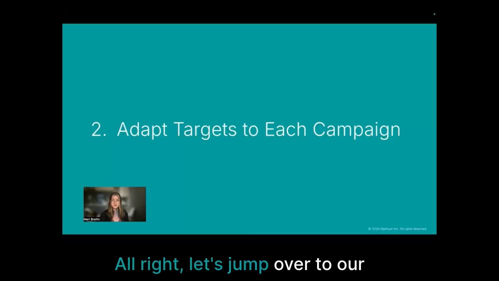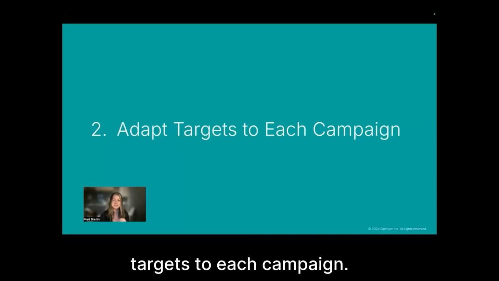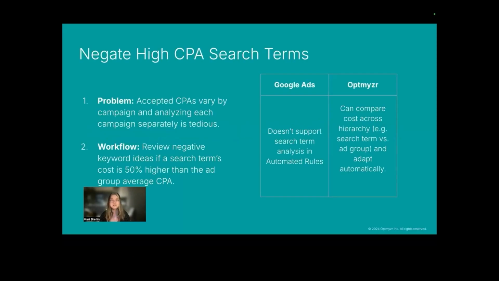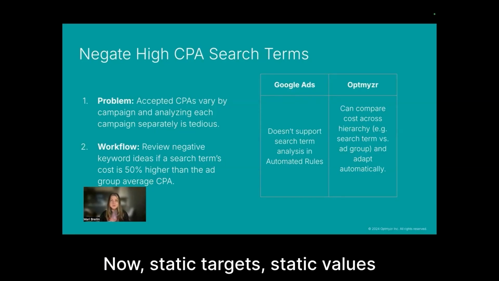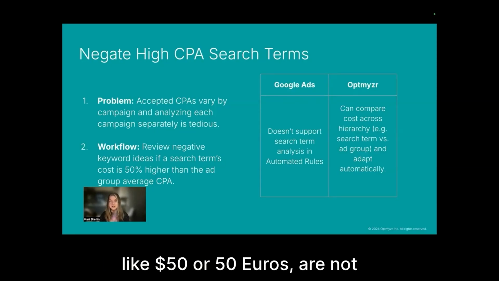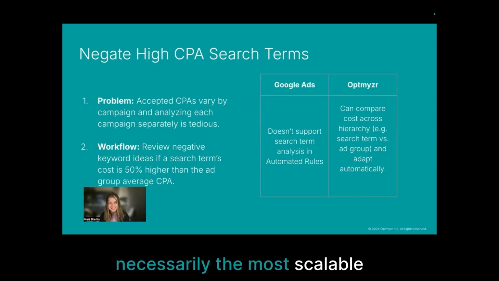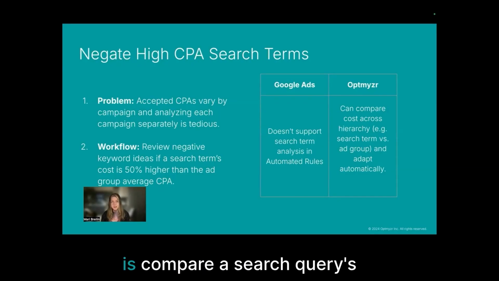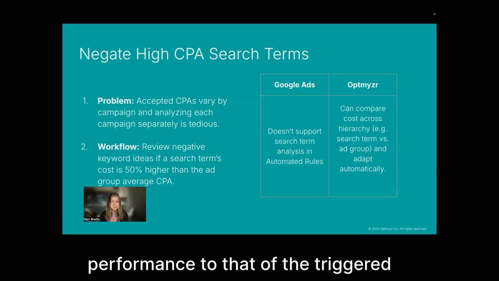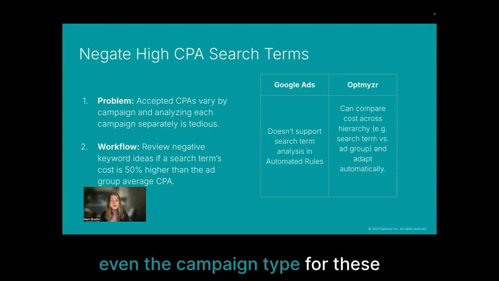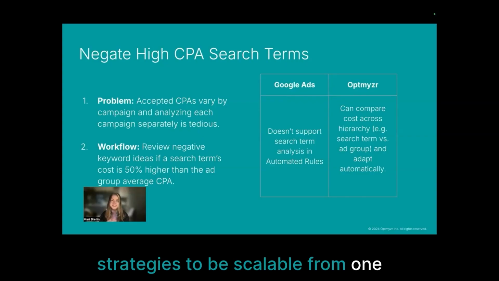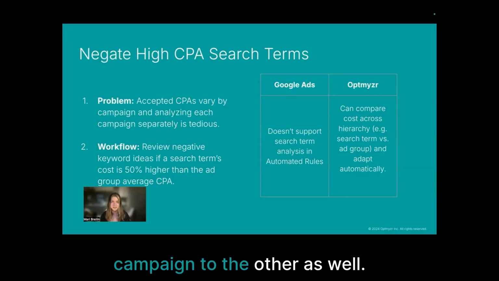All right, let's jump over to our next topic, which is adapting targets to each campaign. Okay, so in this example, what we want to do is review negative keyword ideas. Now, static targets, static values like $50 or 50 euros are not necessarily the most scalable way to build automations. What we actually want to do is compare a search query's performance to that of the triggered keywords or the ad groups or even the campaign typical, for these strategies to be scalable from one account to the other and from one campaign to the other as well.